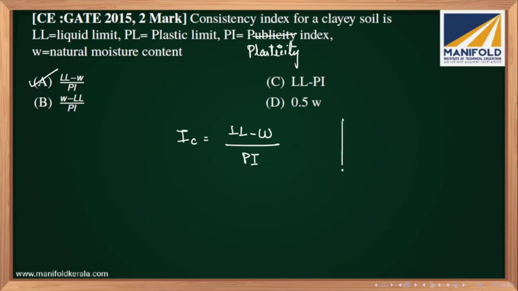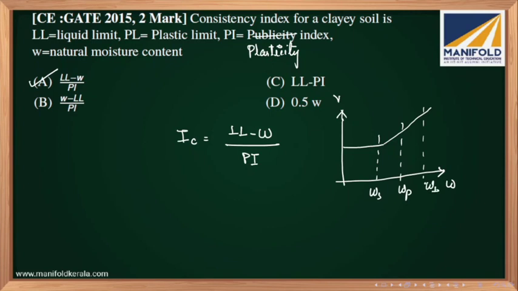It was derived from this graph, which is between the volume of the soil and water content, showing the shrinkage limit, plastic limit, and liquid limit. Taking the natural water content here, the consistency index is the liquid limit minus the natural water content divided by the liquid limit minus the plastic limit, into 100.